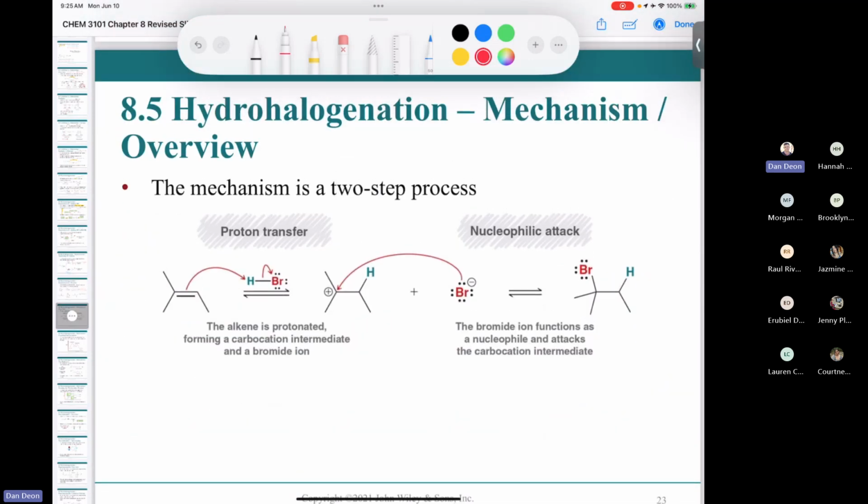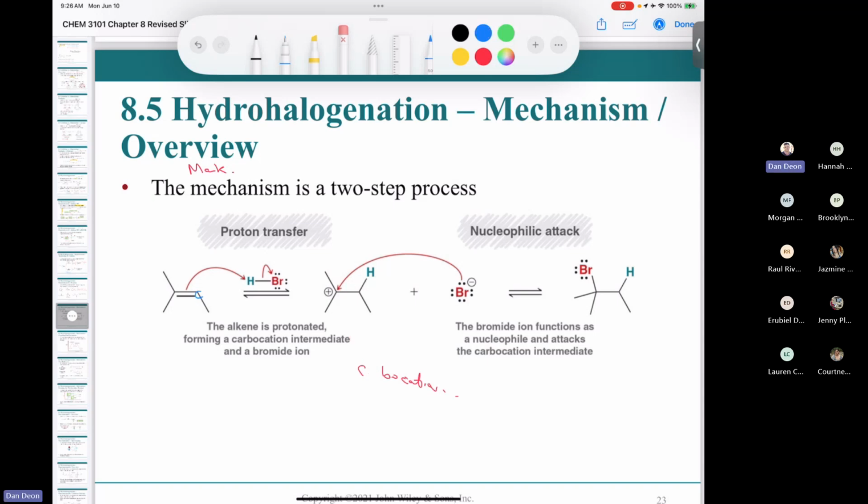Well, it turns out that the mechanism of a Markovnikov addition is a 2-step process. The first step is a proton transfer. We end up forming a carbocation, and then the next step is going to be a nucleophilic attack. So you form a carbocation, and then your nucleophile comes in and attacks. And notice that this is Markovnikov addition. So the rich are getting richer. If I label this carbon in blue, that's the one that's taking the hydrogen.